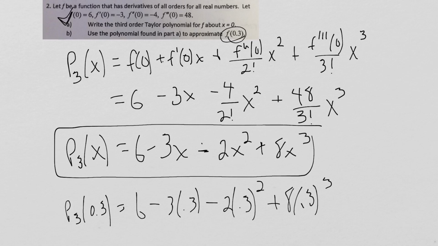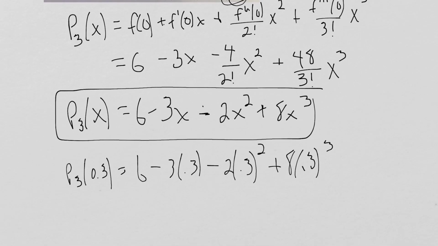Now, you could type that into your calculator with parentheses and everything like that. Sometimes it gets complicated if those are negatives. In this case, they're not, so it's not that bad. But what I like to do here is use the store feature on my calculator to store 0.3 in as, I usually use, a, and then I'll type 6 minus 3a minus 2a squared plus 8a cubed, and it's just more fluid and easier and less error prone. If you do that, you should get 5.136.